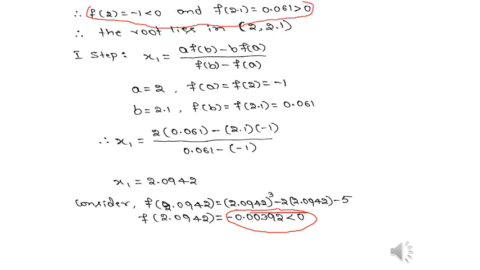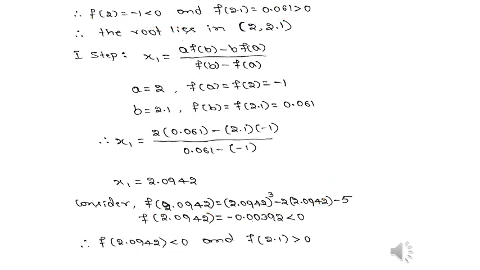previous functional values, take the functional value which is opposite to this. Which is opposite to this? Since it is less than 0, the opposite one is greater than 0. So we can take greater than 0, which is opposite to this. So what is the new conclusion now? Our root lies between 2.0942 and 2.1, because we got opposite signs in the functional values.